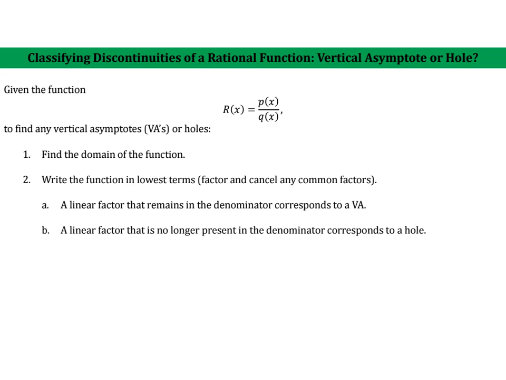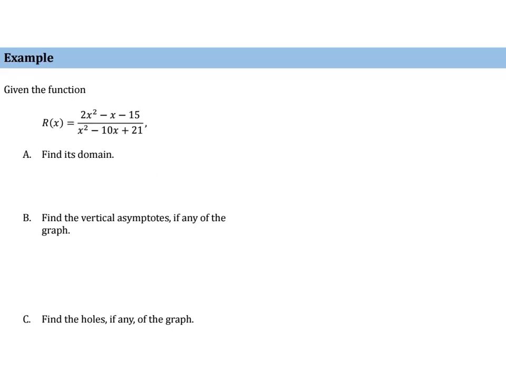The first thing that we're going to do is always find the domain of the function. That will tell us any breaks in the domain. And then we factor and cancel any common factors. If a factor cancels completely out of the denominator, then that corresponds to a hole. If the factor remains in the denominator, then that factor corresponds to a vertical asymptote. So let's take a look at an example.